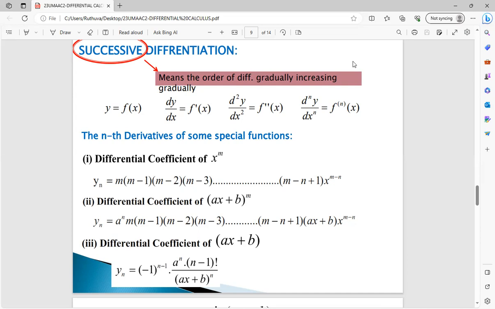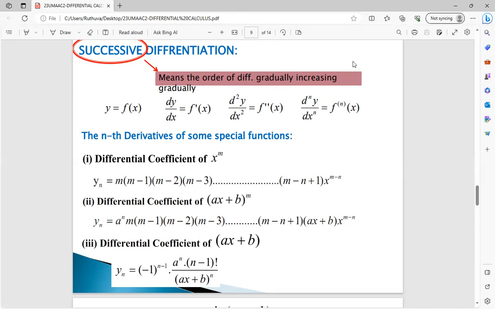Suppose we take x power 2: 2 into x power 1, so 2x. Suppose we take x power 3, that means 3x power 2.